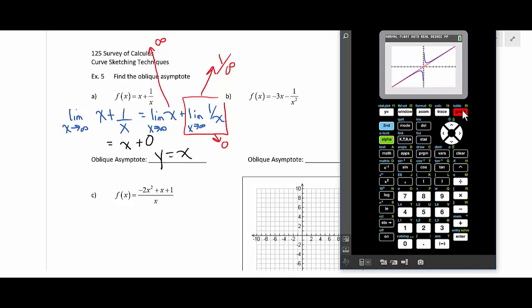See what's happening? You see what's happening is as you go to infinity, the graph is getting close to the line. Does that make sense? Yeah? Okay. All right. That's the idea.